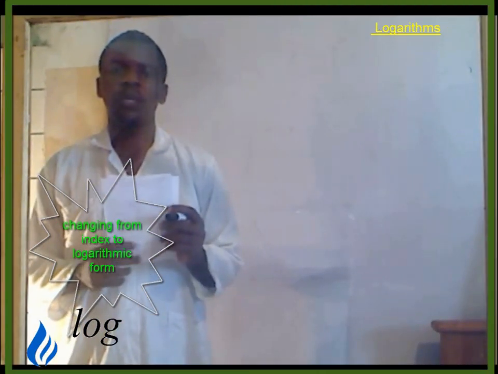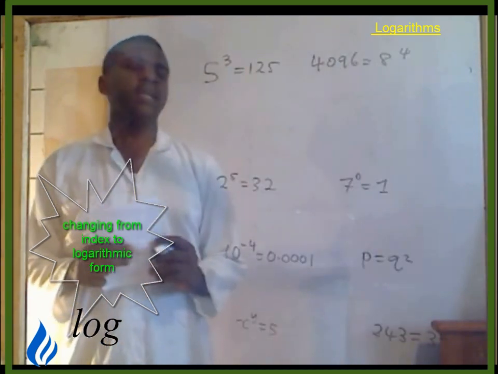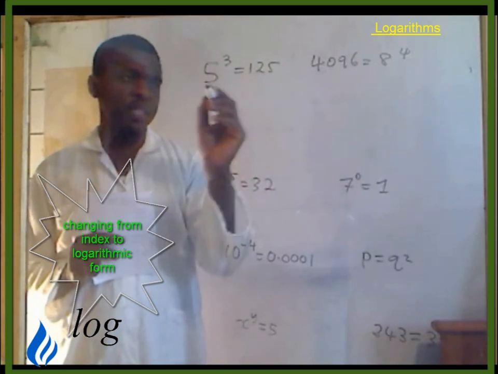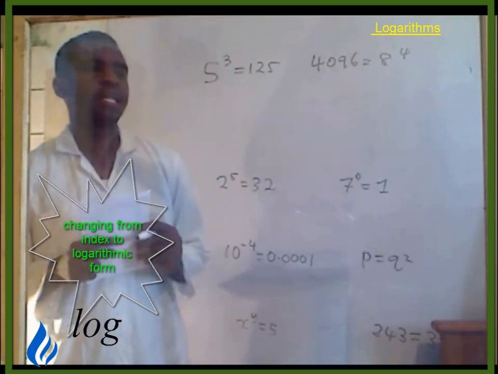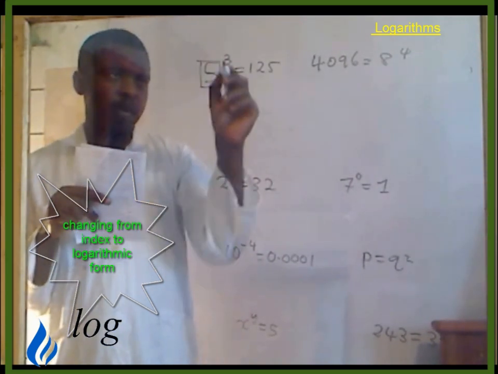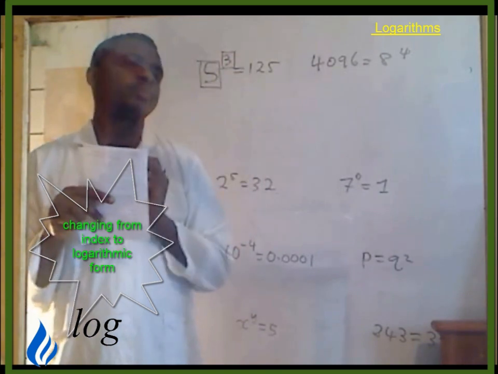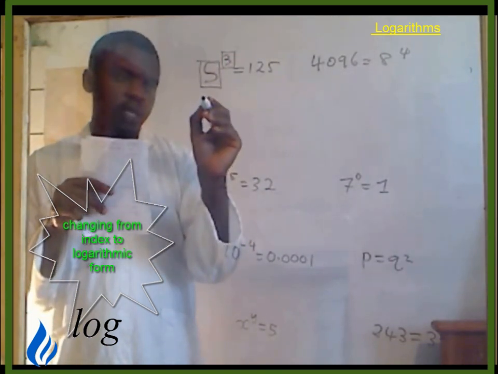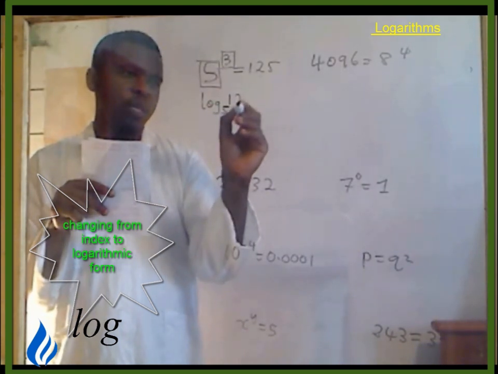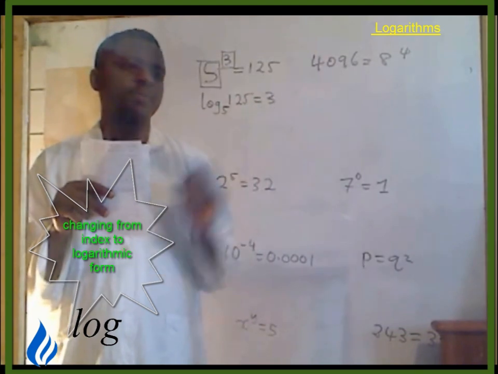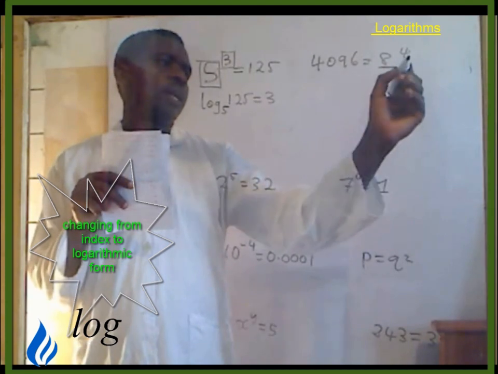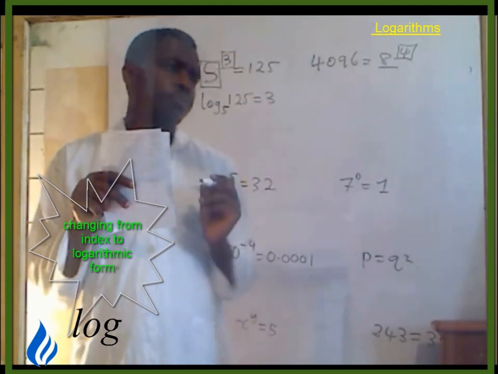Let us express the following in logarithmic form. So let's start with this. 5 raised to the power 3 is equal to 125. This is in the index form. Let us express this in logarithmic form. This is our base here, and this is the logarithm. What am I saying here? I'm saying here that log base 5 of 125 is equal to 3.